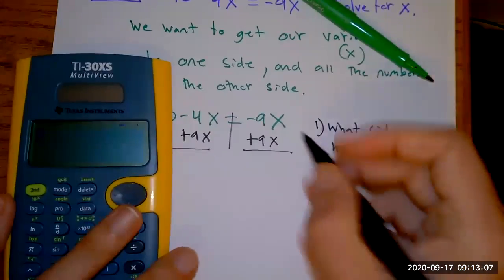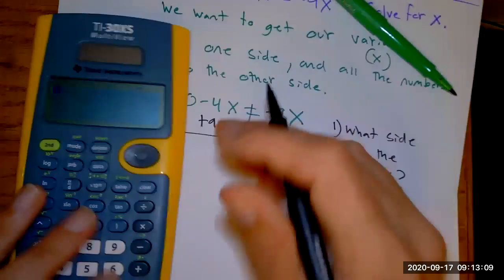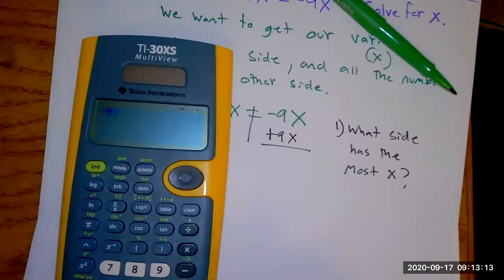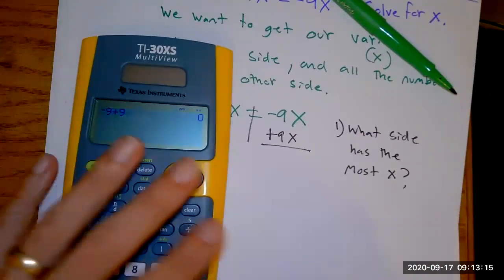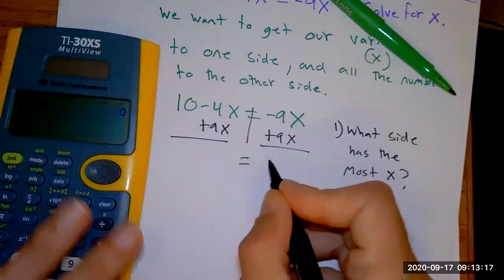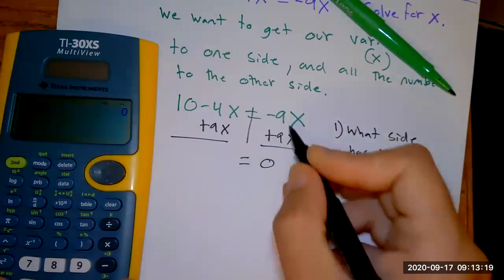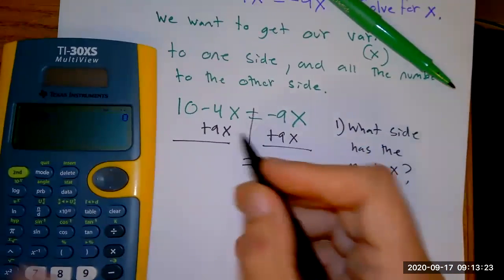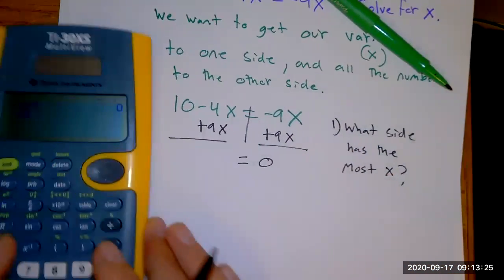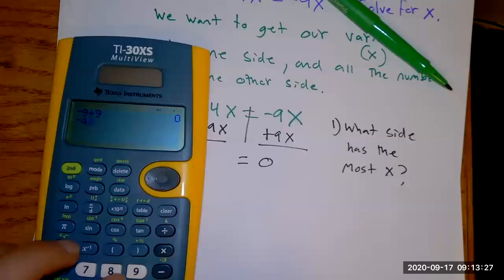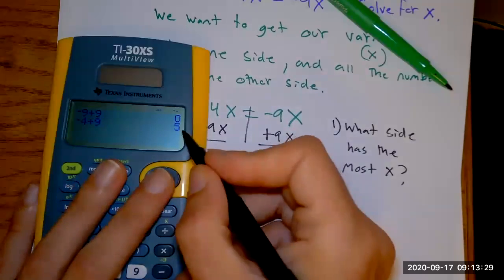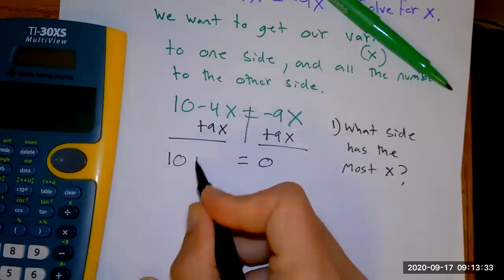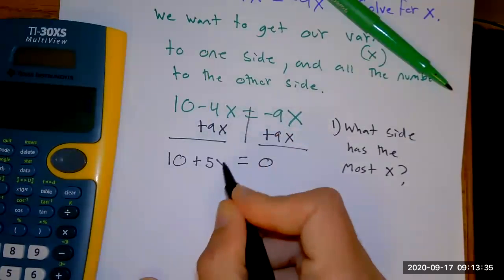So to do this, negative 9, and I can double check this in my calculator. Negative 9 plus 9 is 0. So this side goes to 0. I don't need to write the x here because anything times 0 is 0. And then here I have negative 4 plus 9 is positive 5. So I'm going to have 10 plus 5x.